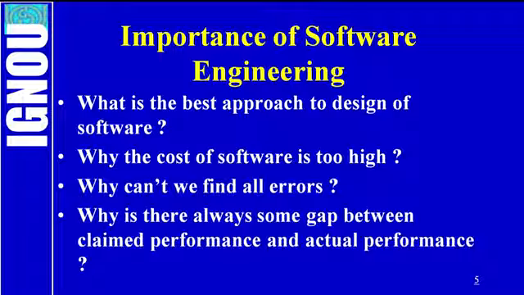Why is there always some gap between the claimed performance and the actual performance? Yes, wherever the performance is prescribed, it is essential that the performance targets are met. The reason is that if you don't meet the performance requirements, then that software is not treated as functional software. A software fulfilling the requirements means that it also meets the performance requirements. Not only performance requirements, any requirement that is part of the document where the requirements are listed and signed off.